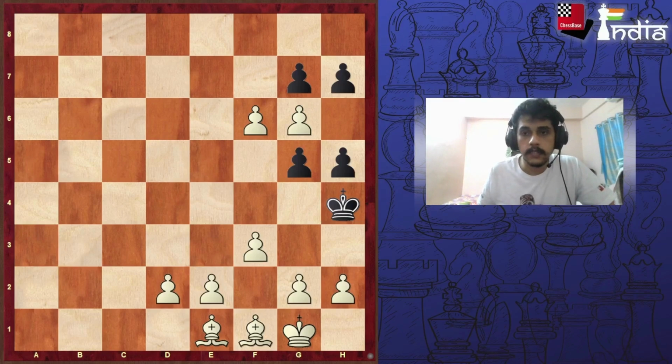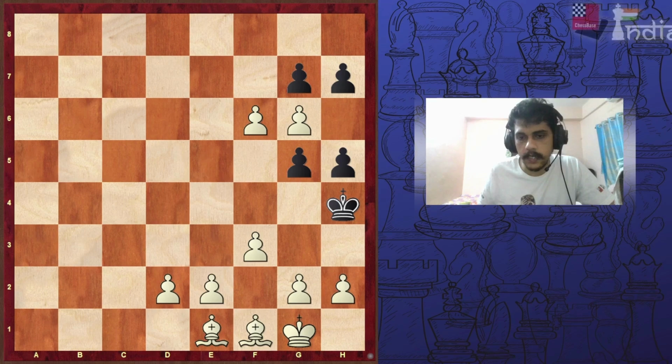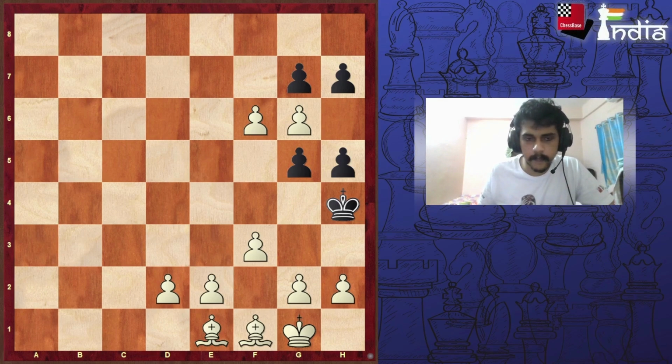Hello everyone. This position in front of you is a little puzzle of retrograde analysis that I had shared this morning on Chessbase India. The task here is to find out what was the last move played.